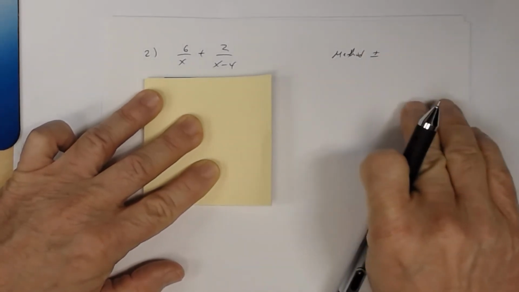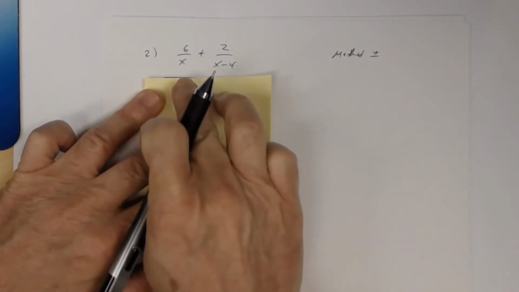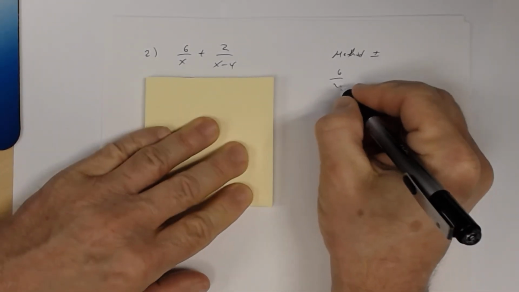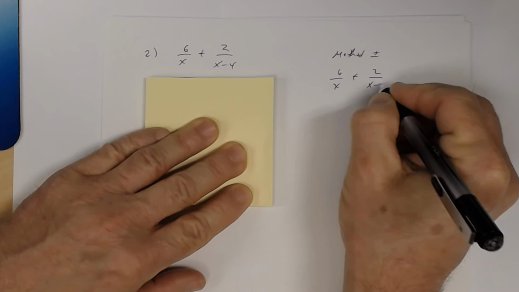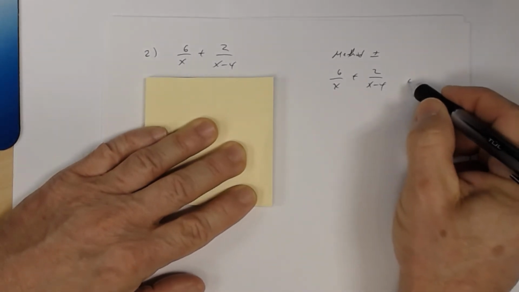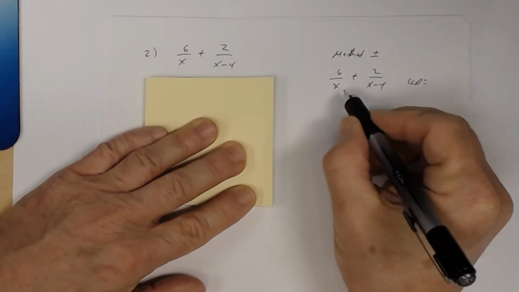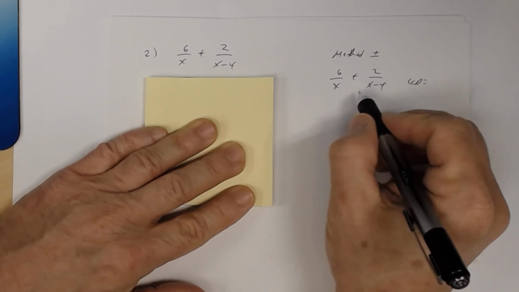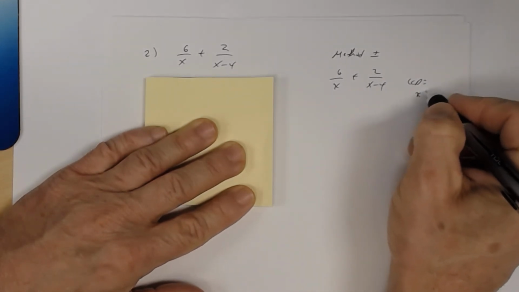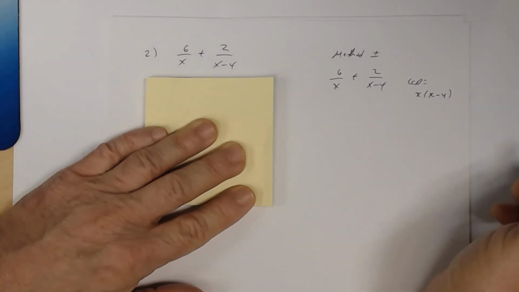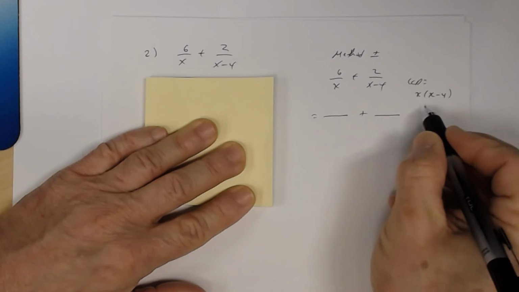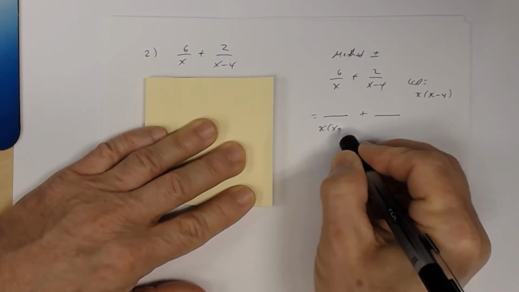Now remember, that's where you have to go off to the side and do some work, because you've got to get this as one rational expression. So we have 6 divided by x plus 2 divided by x minus 4. So the LCD will be, your denominators are factored. So your LCD, this is a monomial, this is a binomial, so it'll be x times x minus 4. So that's your LCD. So now you're going to write two equivalent fractions with that LCD, just like this.